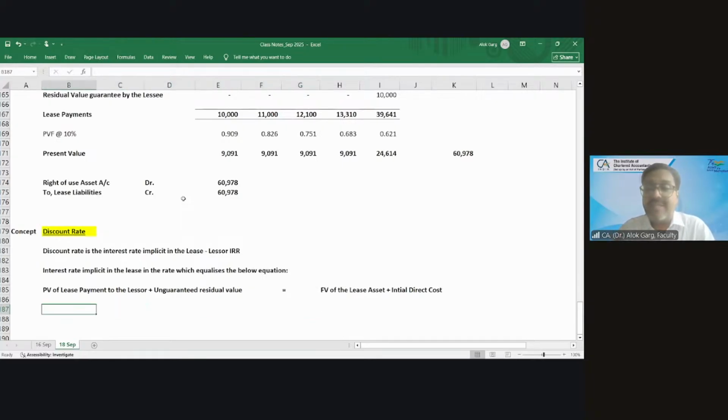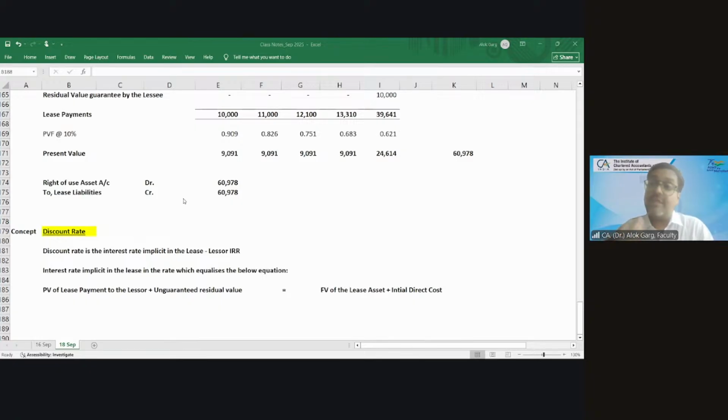So the standard says that the first priority: if in the question the interest rate implicit in the lease is given, meaning if the lessor's internal rate of return is given, then you have to use that rate as a discount rate. If it is not given, and generally it is not given, and in practical life the lessee is not aware of it, then the lessee needs to identify the incremental borrowing rate to the lessee, right?